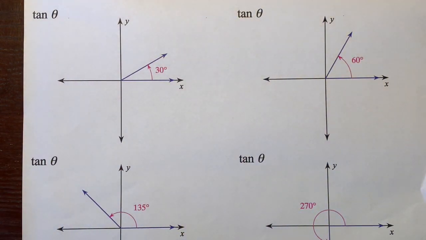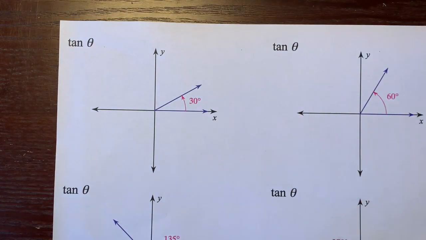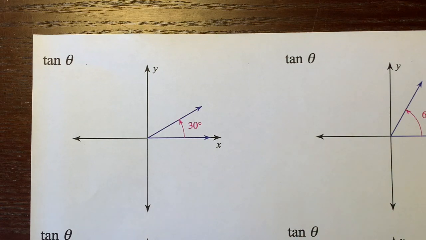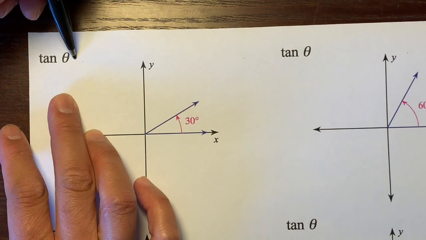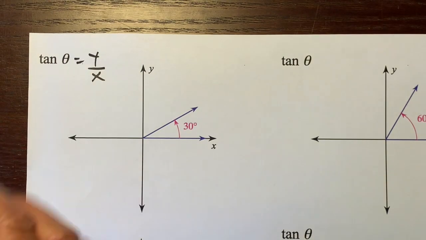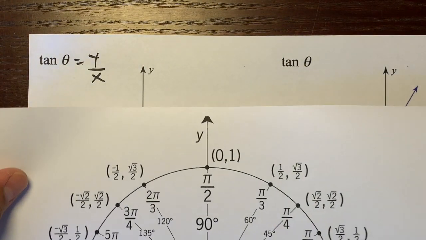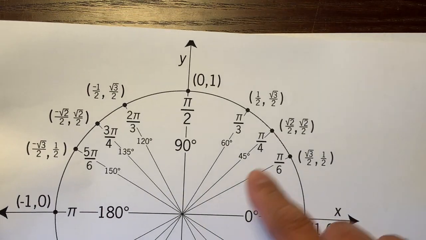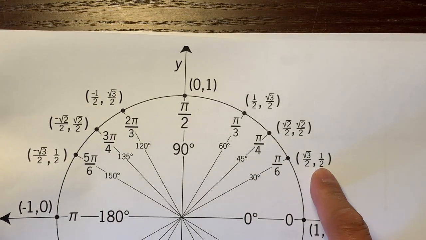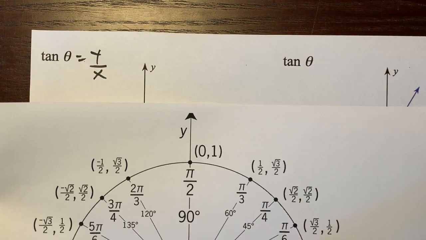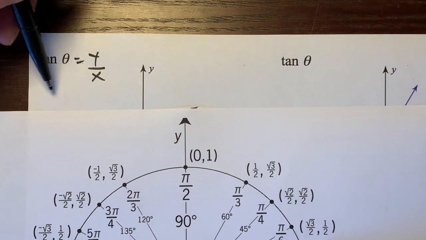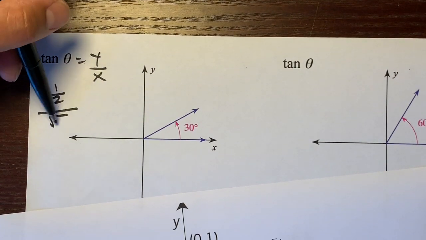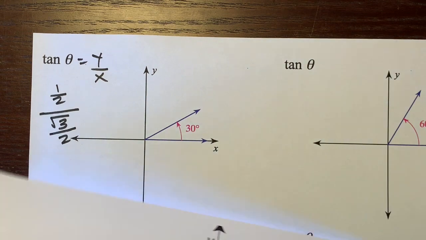Okay, so the question asks, what is the tangent of 30 degrees? And remember, tangent is the y over the x. Let's refer to our unit circle. For 30 degrees, the y is 1/2 divided by the x, radical 3 over 2. So let's write 1/2 over radical 3 over 2.